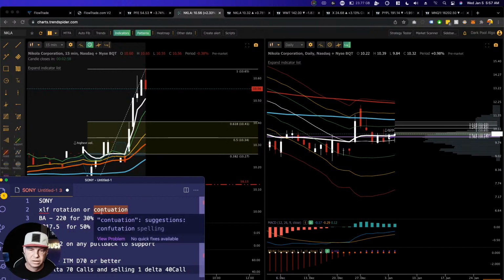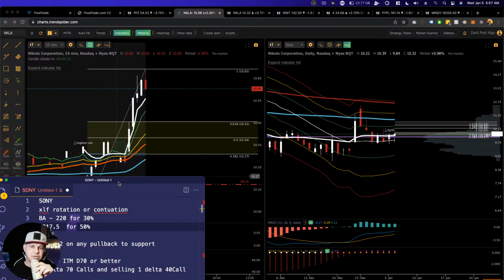If you don't want to spend $1,000, you can get into basically the equivalent of owning 100 shares by doing that zebra trade. What it is, you buy 2 delta 70 calls and you sell 1 delta 40, and you end up owning the equivalent of 100 shares. Hopefully that makes sense. Yeah, let's look at Nikola. Cheap, maybe small account play.